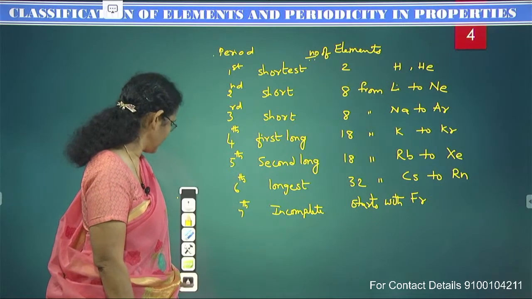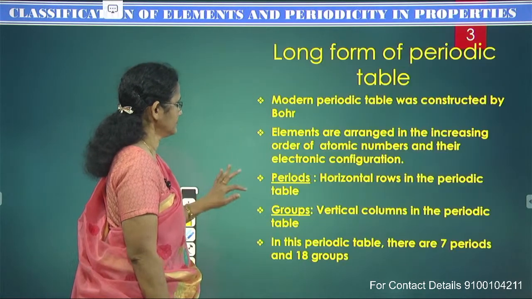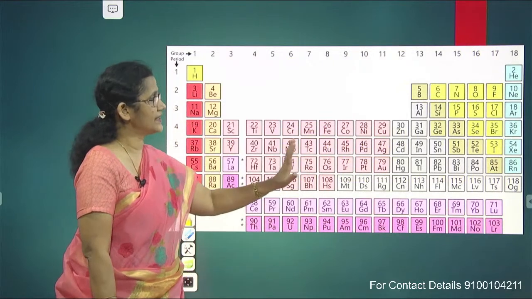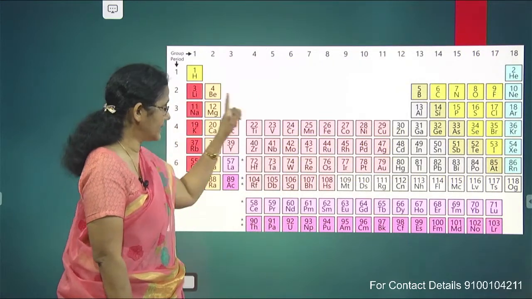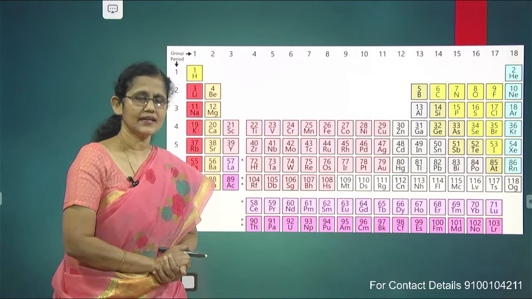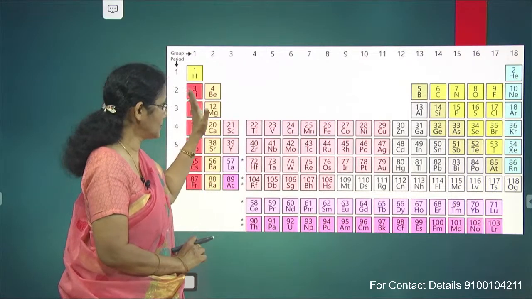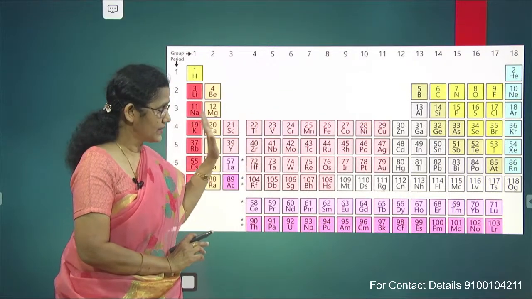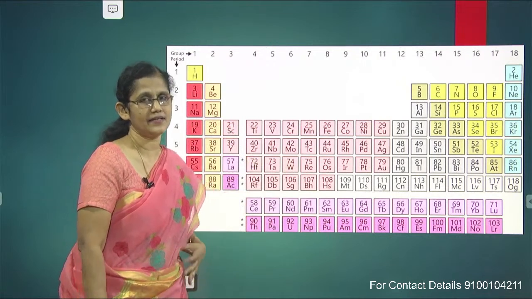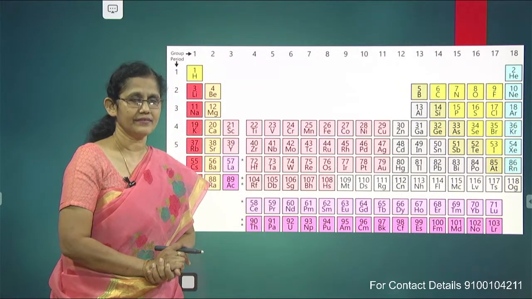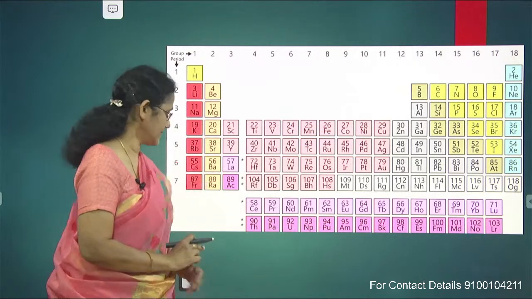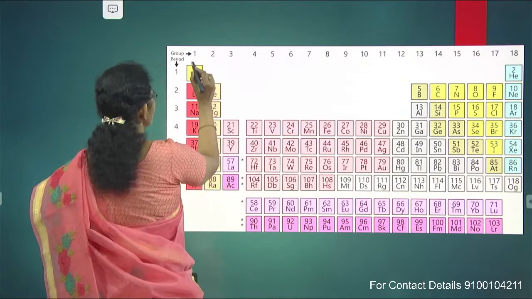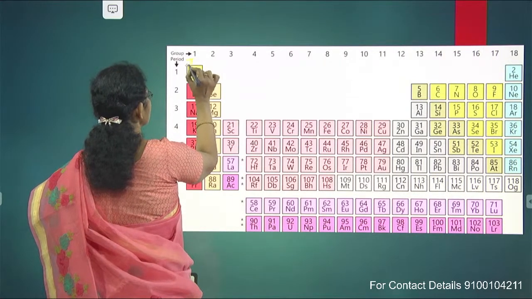Now we will see about groups. How many groups are there in the modern periodic table? There are 18 groups. The latest IUPAC recommends numbers 1 to 18 for each group. From left to right, 1 to 18 numbers should be taken. But in the old version we have 1A, 2A, like that. So the first group is 1A.